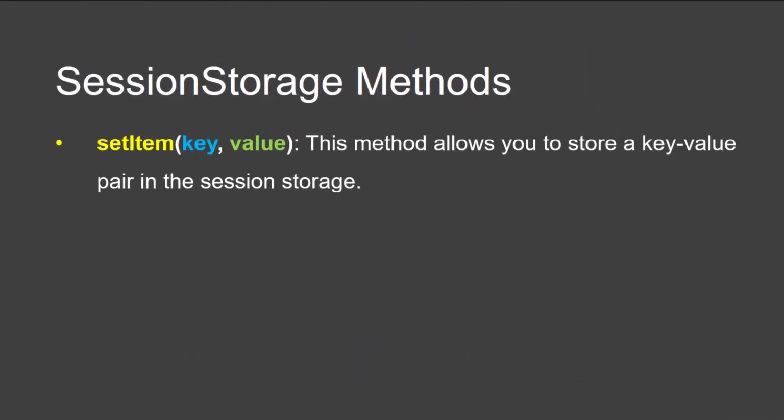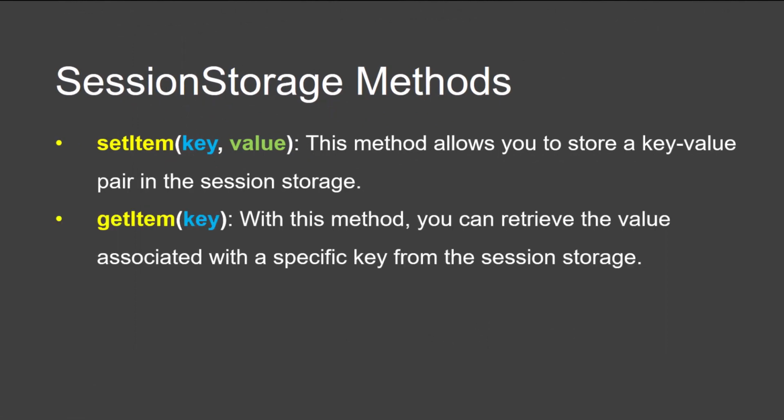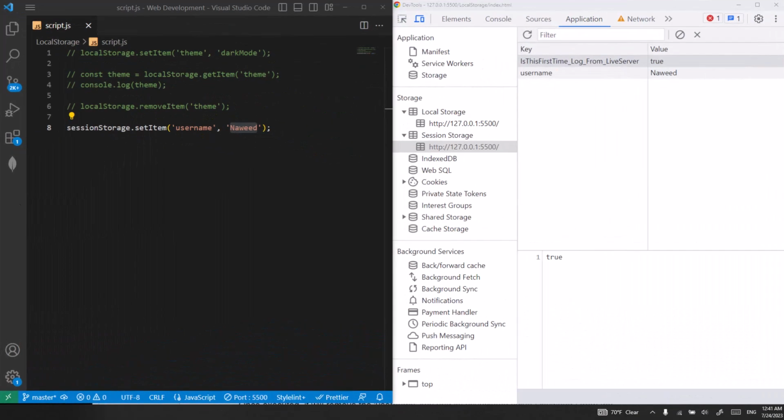To retrieve data from session storage, we use the getItem method. It allows us to fetch the value associated with a specific key. Let's continue with our previous example and retrieve the username data. Here is how we do it in code.